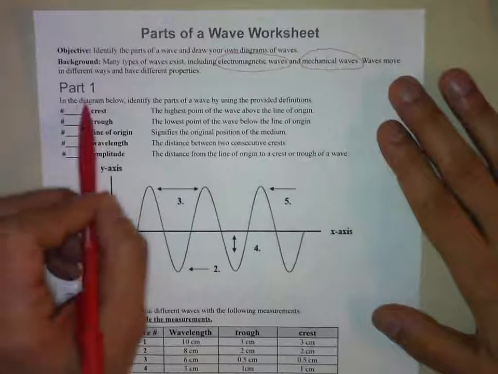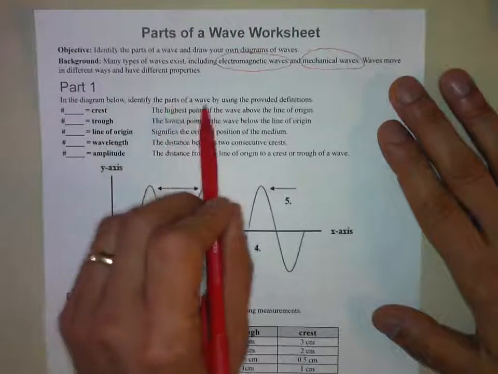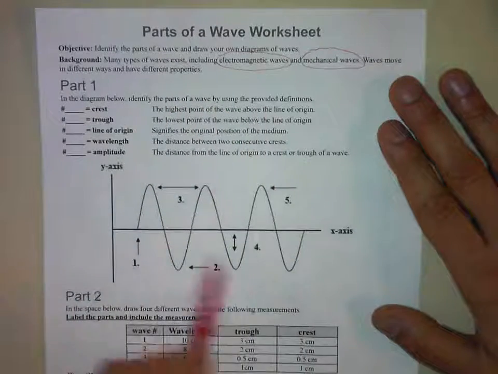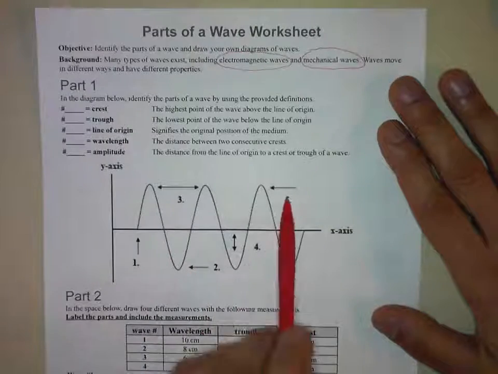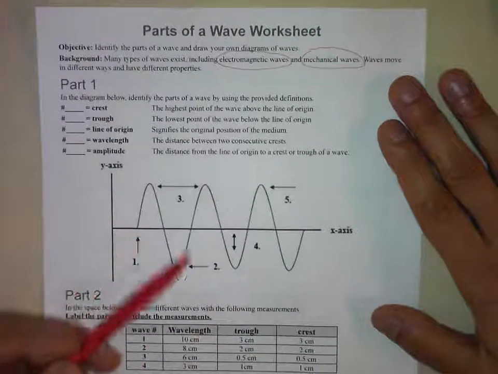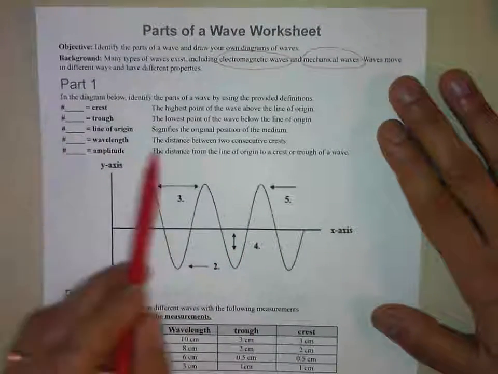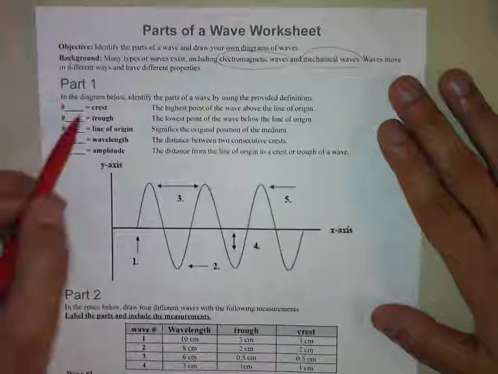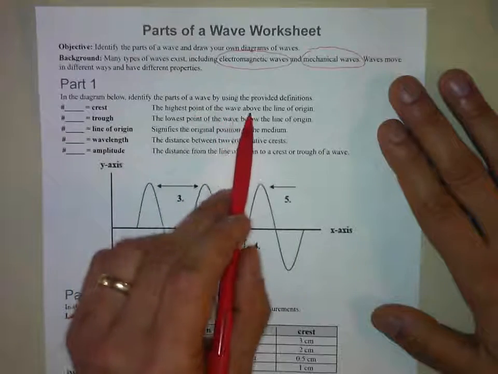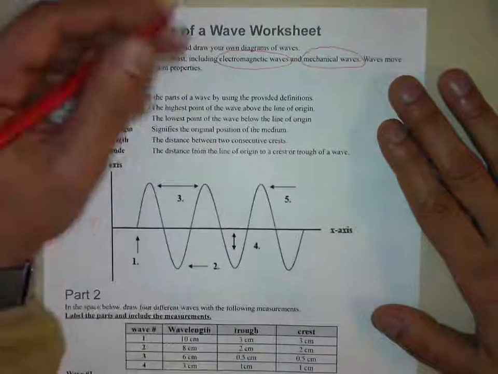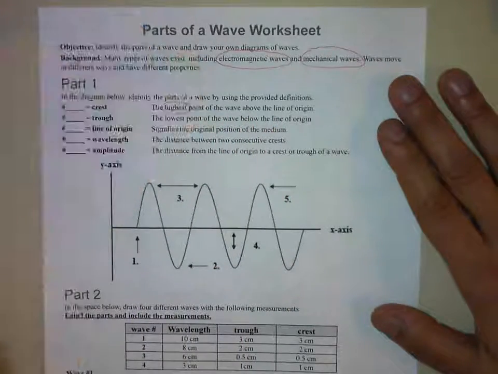In part one, you are going to identify the parts of a wave by using the definition. So here's a wave, and I've marked the different parts here. And you're going to match the parts to the words and their definitions. So number one is crest. This is the highest point of a wave above the line of origin. So the highest point, the highest.